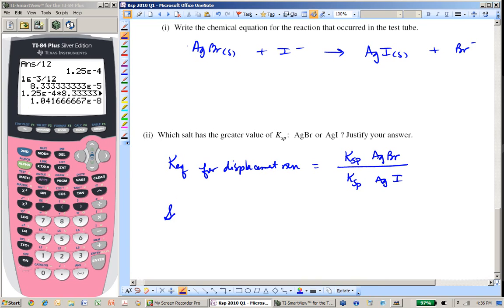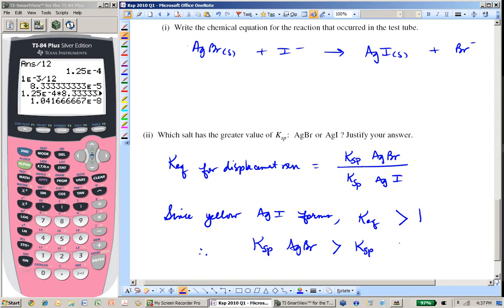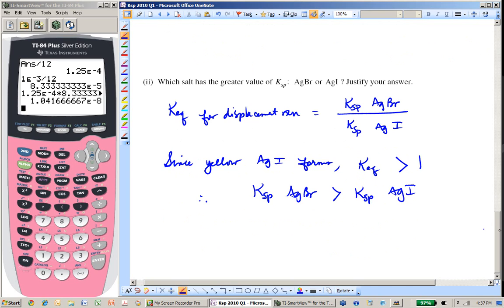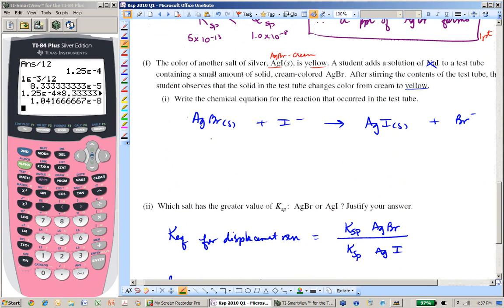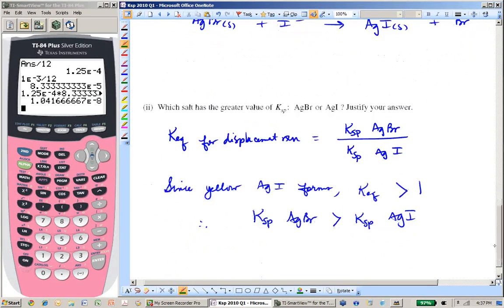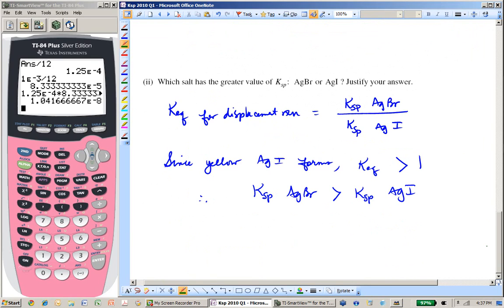So since yellow AgI forms, KEQ is greater than 1. Therefore, the KSP of AgBr is greater than the KSP of AgI. So mathematically, there's your explanation. Now, if you don't like the mathematics, then let's do it more conceptually. This reaction happened. How do we know? Because yellow showed up instead of cream. So AgBr still has a greater value.